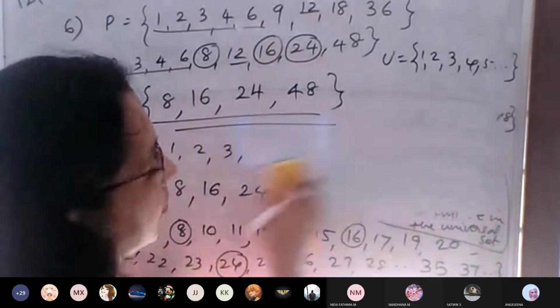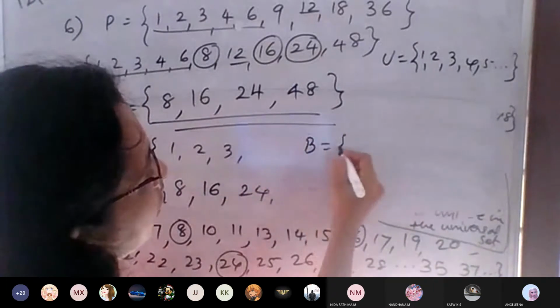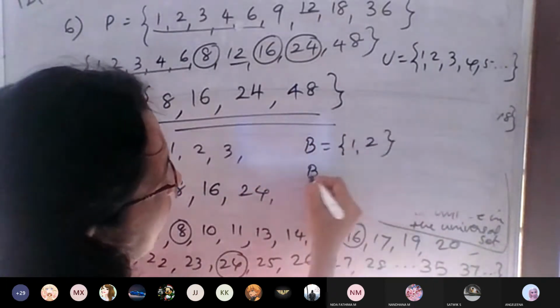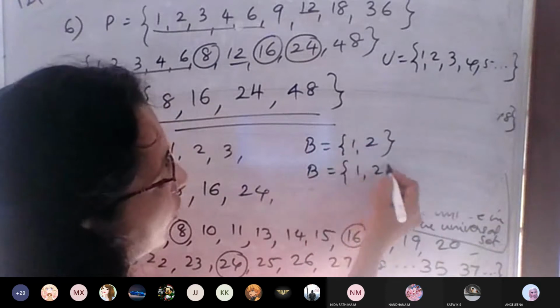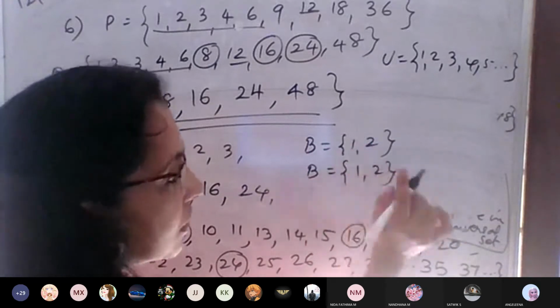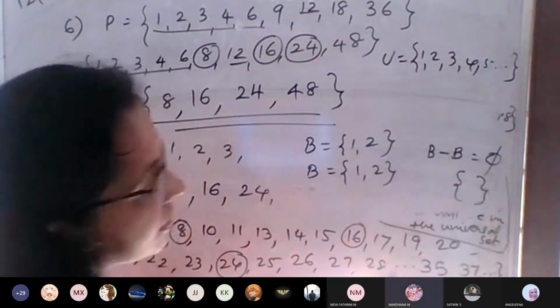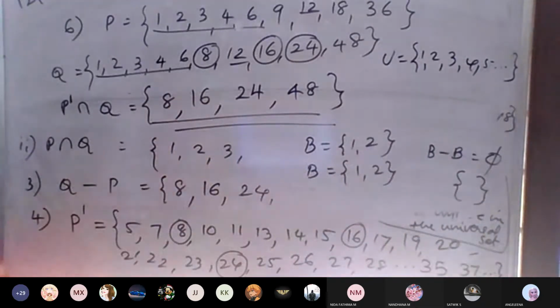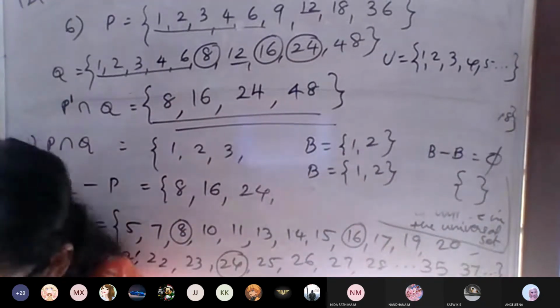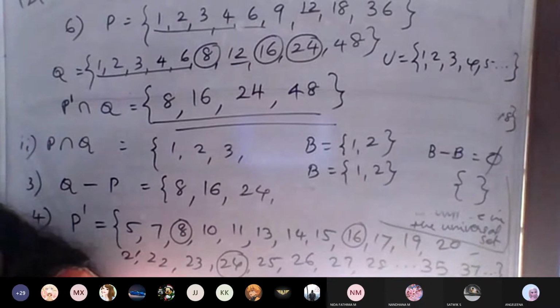Suppose B is equal to the set {1, 2}, and another set is the same, B = {1, 2}. B minus B is what? 1 minus 1, and so on. It is the null set, with no elements. B minus B is the null set. So the seventh question, no problem.